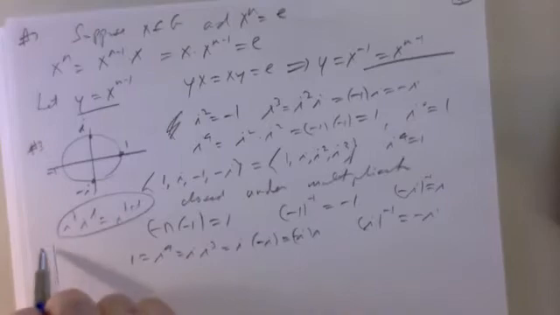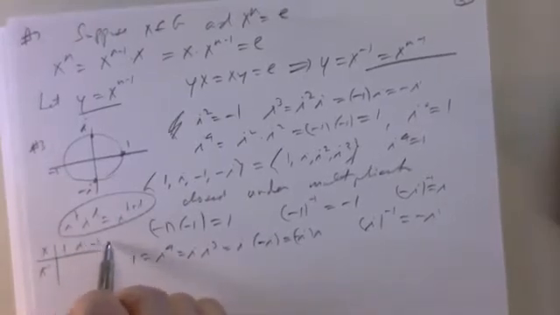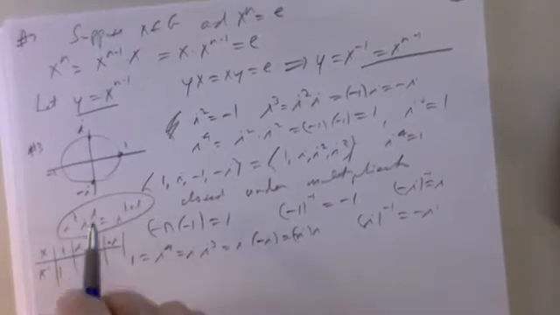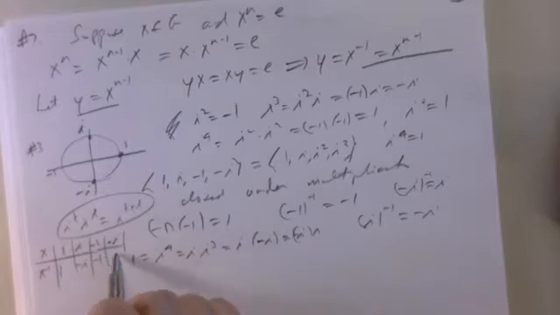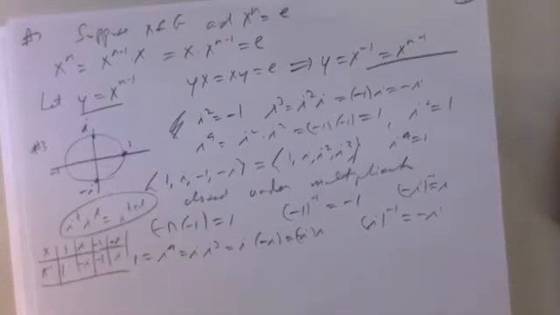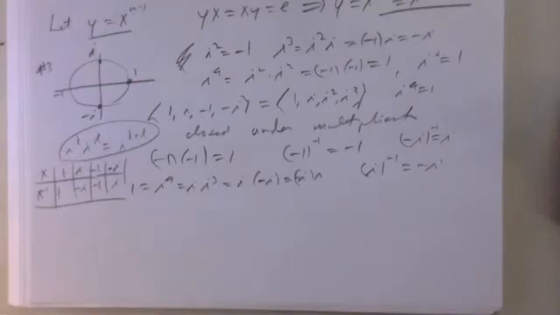Right? If you wanted to make a table, X and X inverse: 1, I, minus 1, minus I. The inverse of 1 is 1. The inverse of I is minus I. The inverse of -1 is -1. The inverse of minus I is plus I. Every element has an inverse. So this set consisting of 4 complex numbers is a multiplicative group.